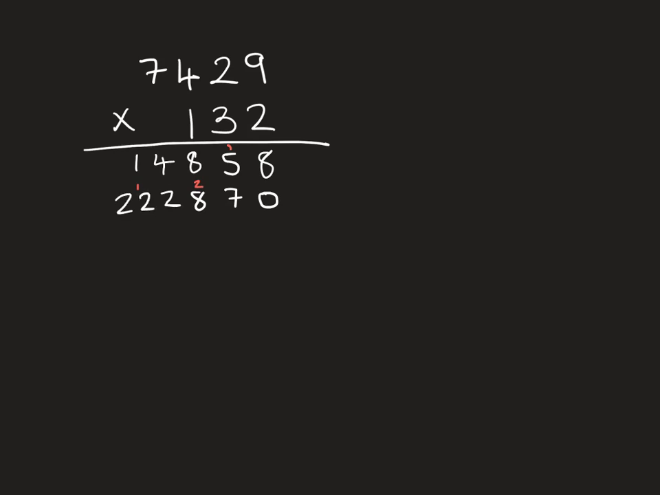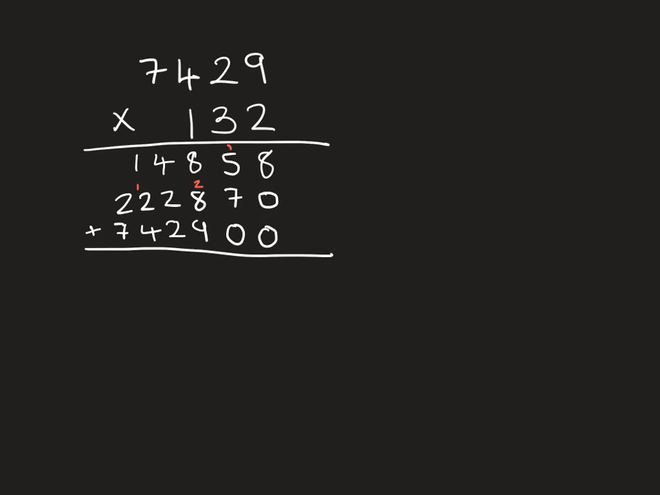Now I'm moving on to the hundreds, timesing it by 100. So again, a technique is to add the two zeros in, the ones and the tens. And then it's simply doing 1 times 9 is 9. 1 times 2 is 2. 1 times 4 is 4. 1 times 7 is 7. Now, all you need to do is add them together.